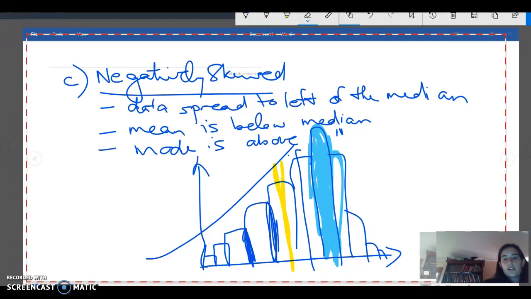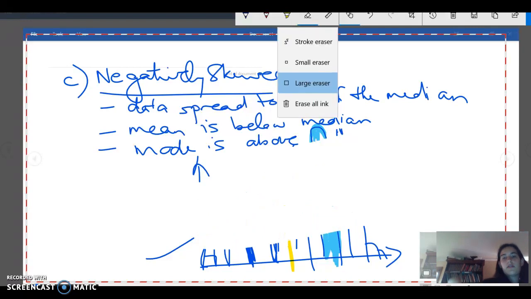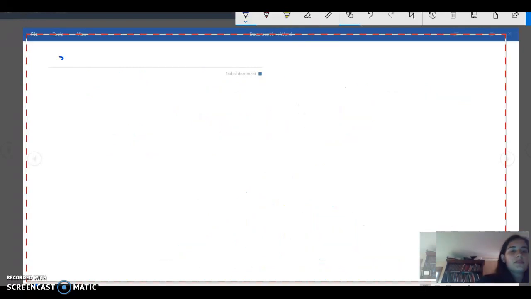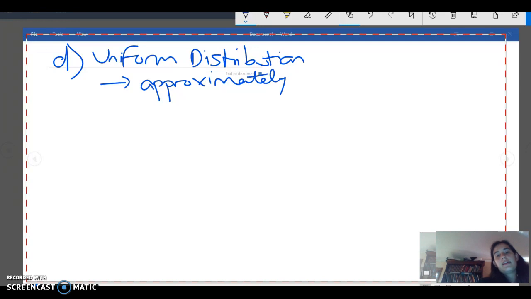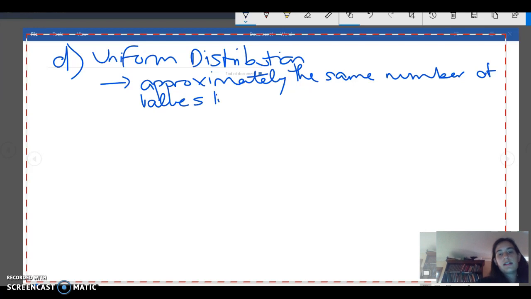We've only got a few to go. There's one. It's uniform distributions. This is when pretty much everything has the same frequency, so it looks pretty flat. It's pretty boring. So approximately the same amount of values lies in each class interval. Approximately the same number of values lies in each class.